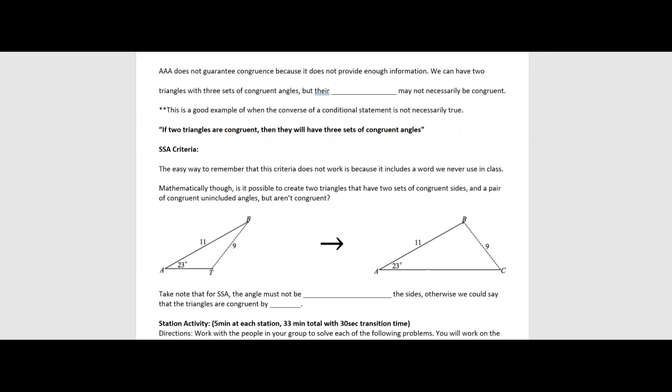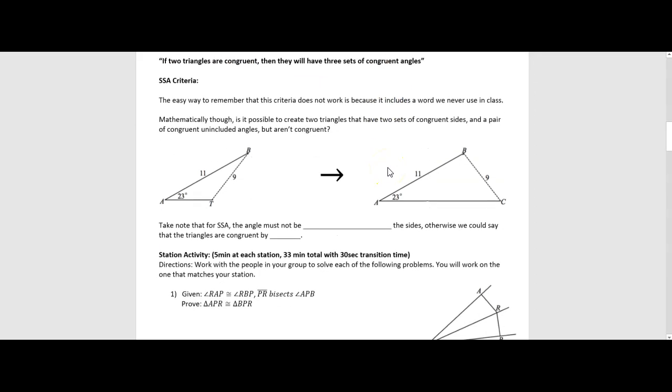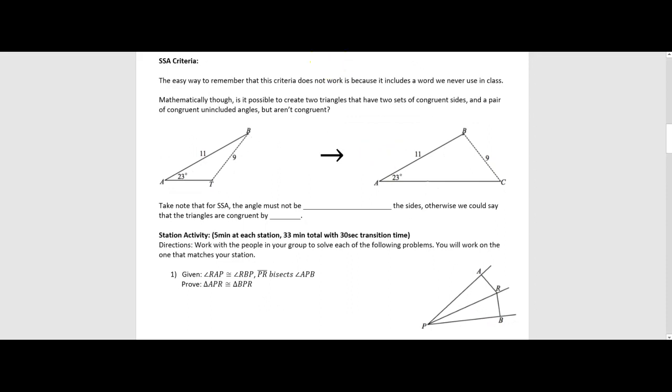Let's talk about SSA criteria. So the easiest way to remember that this is not something we're going to use, right, is because if you read it backwards, it's not going to be a word we would ever use in class, right? So there's always a few chuckles when you teach this. The students recognize that if you read it backwards, it would say something inappropriate to say in class. So that's the easy way to know that you're not going to put it in a proof, right? If you're not going to say the word out loud in class, don't write it in your proof. We want to be a little bit more mathematical than that, though. So let's talk about why it doesn't work.